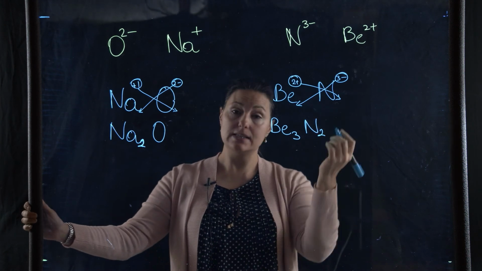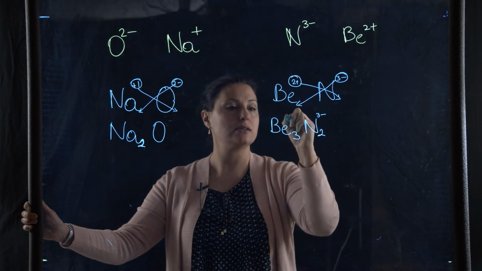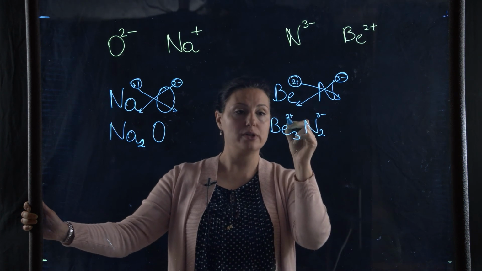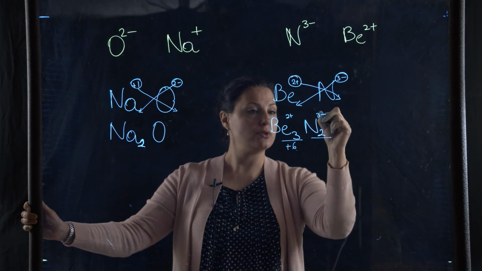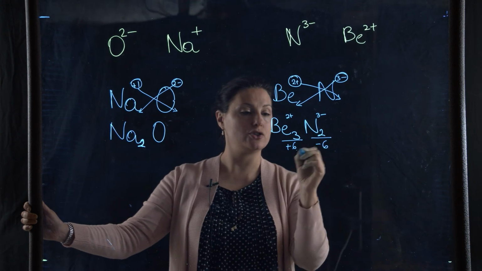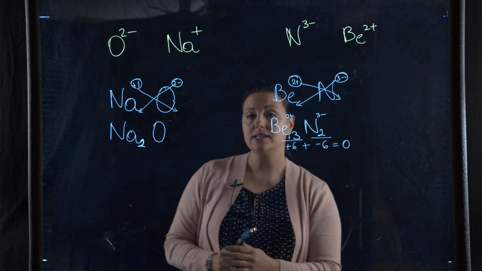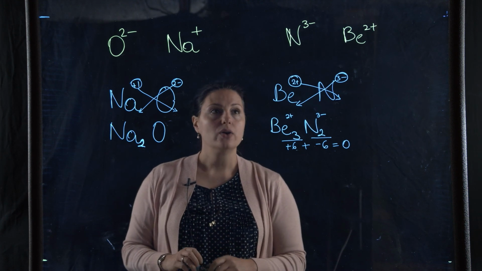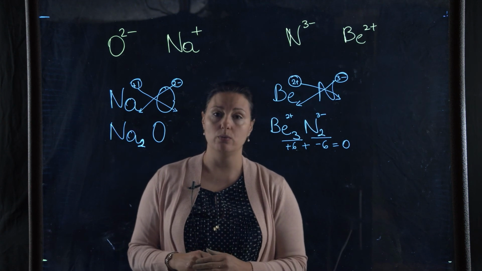Now let's see what my total charges are. Nitrogens have 3-. Berylliums, each of them has a 2+ charge. So 3 berylliums times 2 gives me a total of +6. 2 nitrogens, 3- each, gives me a -6 charge. If I add these together, I get a 0 total charge. And that tells me that I have written this formula correctly. Okay, I will do a couple more examples and then we will move on to naming.